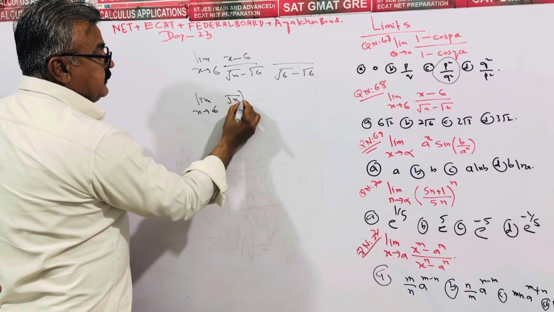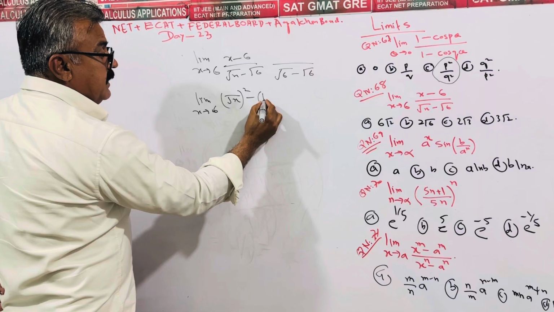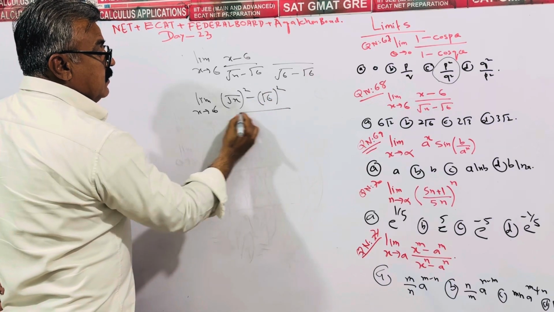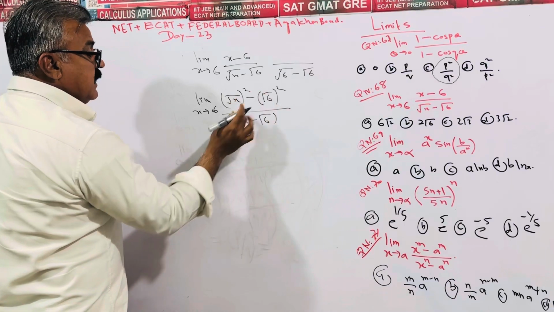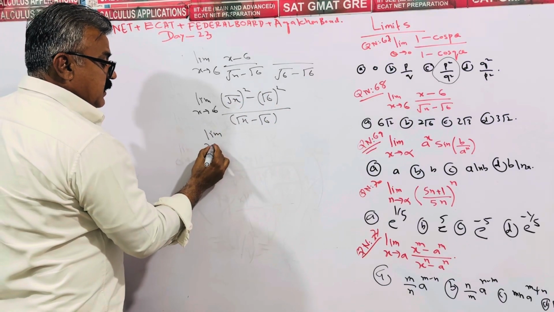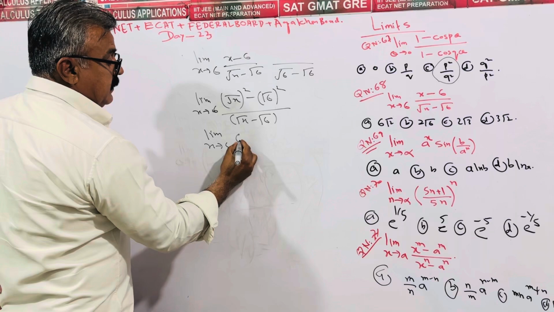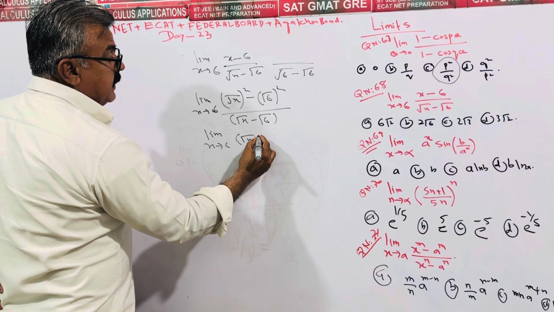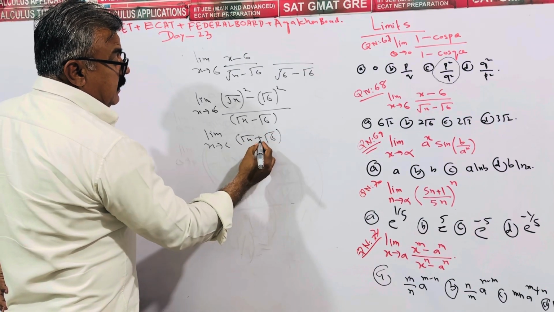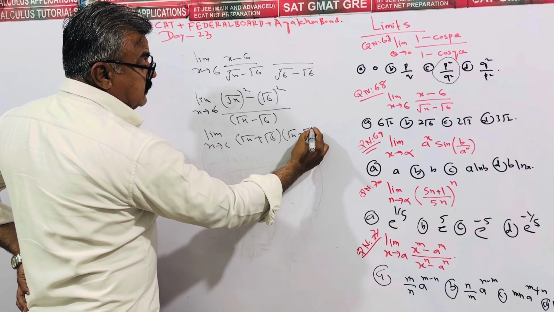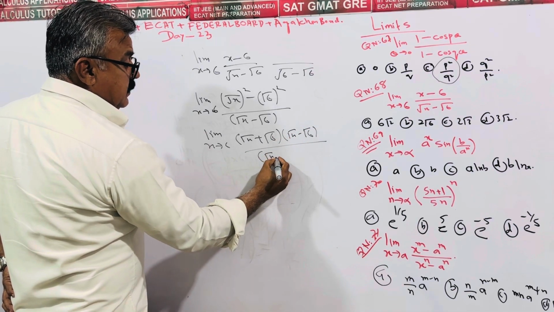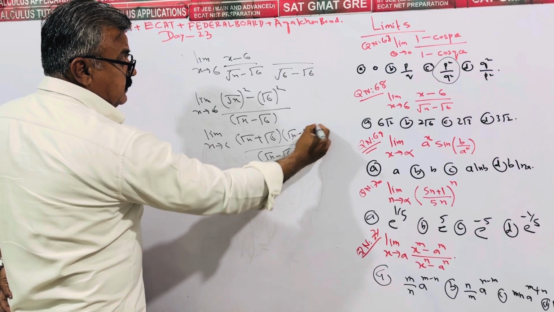x can be written as root x square, and 6 can be written as root 6 square, over root x minus root 6. Factorize the difference of 2 squares, x minus 6. It becomes one bracket positive, the other negative: root x plus root 6 times root x minus root 6. Overall, root x minus root 6 cancels out.